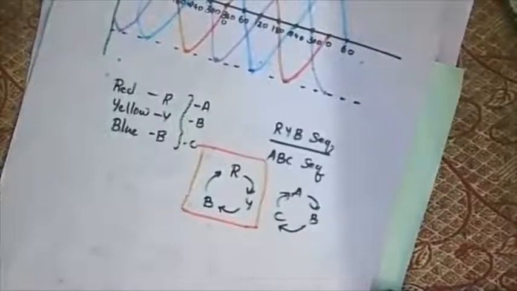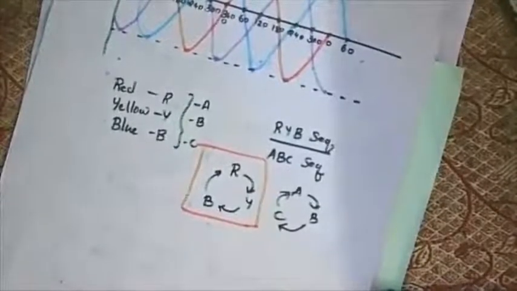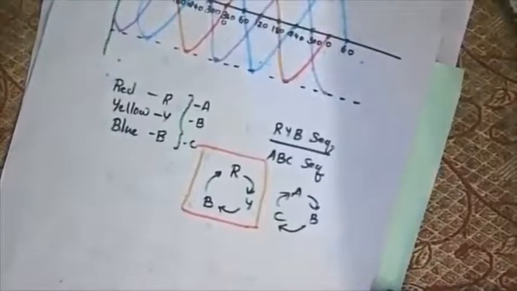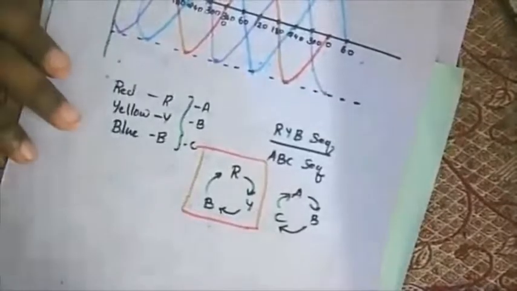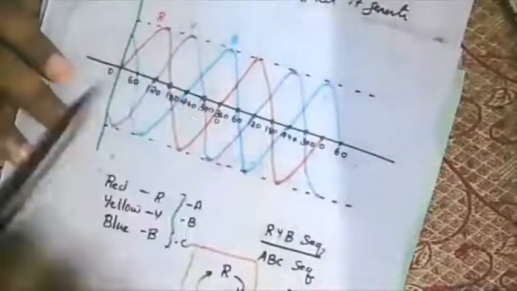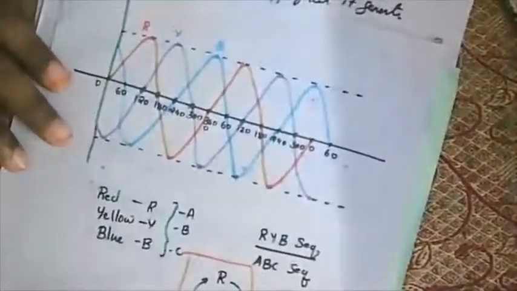Now, I have completed how an AC is going to be generated. One more thing I will have to explain. I will write an equation. So look here. Say I have my waveforms. For this red, I want to write an equation.